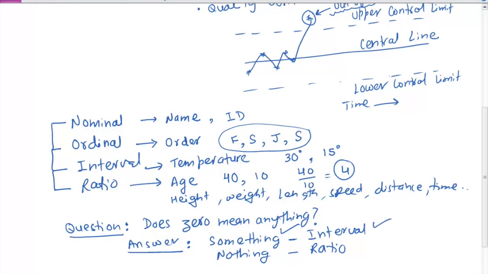Now if you take another example, let's say profits. If you ask the question, does zero profit mean anything? If they have made zero profit, obviously they have made nothing. It doesn't mean anything. So that means profit is a ratio type of variable.